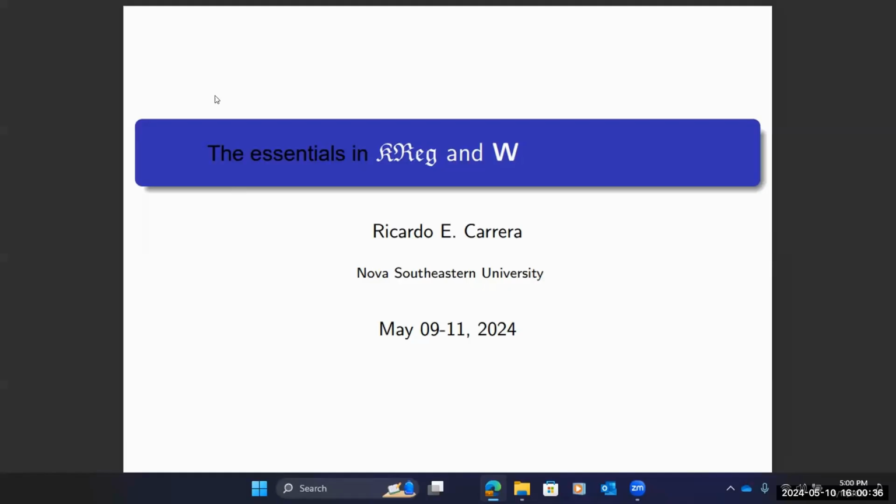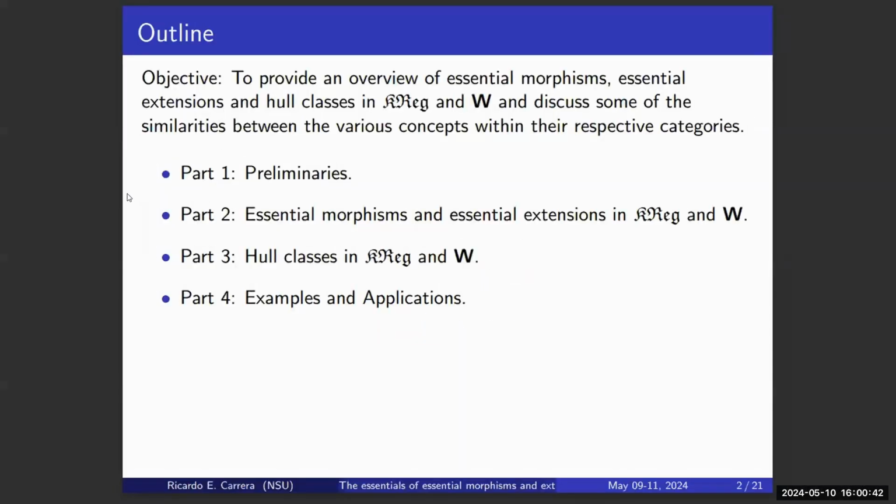So I want to talk about the essentials in kReg and W. Basically, the goal is to provide an overview of essential morphisms and essential extension in Hall classes, both in kReg and W. I want to be able to give an overview of the similarities between the two concepts within the respective categories, and how those similarities allow you to develop a theory of Hall class in kReg.